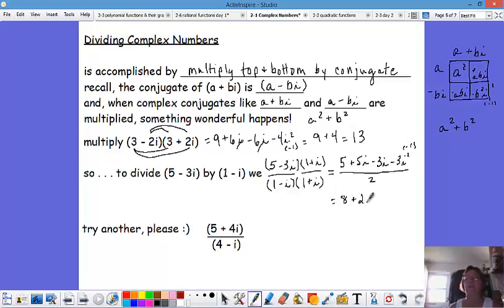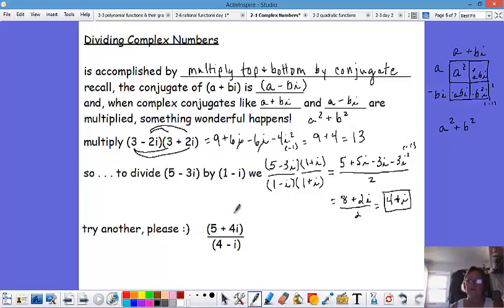That's 2i. In the denominator, we had 2. 2 divides into both of those terms, so we can do that division, and we're going to end up here with 4 plus i as our final answer. 4 plus i. We did the division by multiplying by the conjugate of the denominator. Try this one.